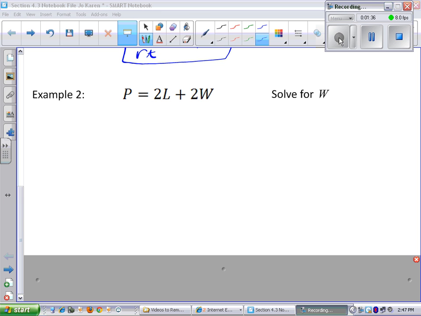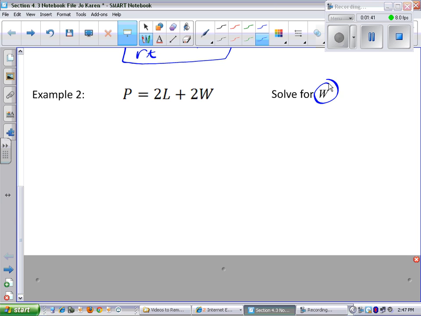Example 2. P is equal to 2L plus 2W. This time I'm solving for W. There's only one term that has a W in it, so I want to keep it over there on the right side, and I want to eliminate the 2L. I want to get the 2L over on the left side. This is understood to be a plus since there's no sign there, so I want to do the opposite, which is to subtract the 2L from both sides. So I have P minus 2L is equal to 2W.